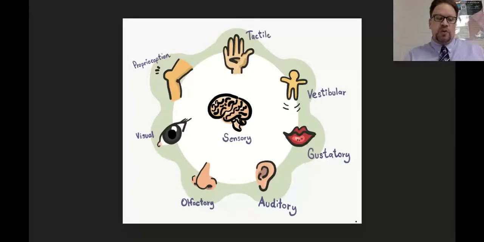Olfactory is going to be associated with smell. Gustatory is going to be associated with taste. So there's going to be different types of memory for essentially every type of sense that we have.